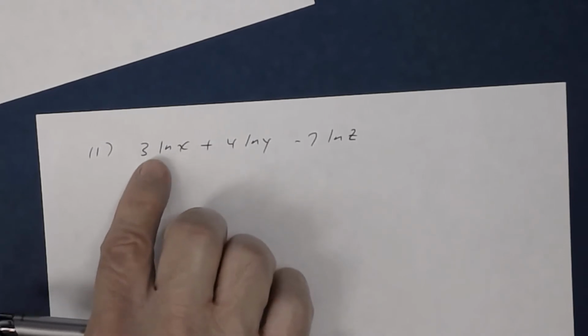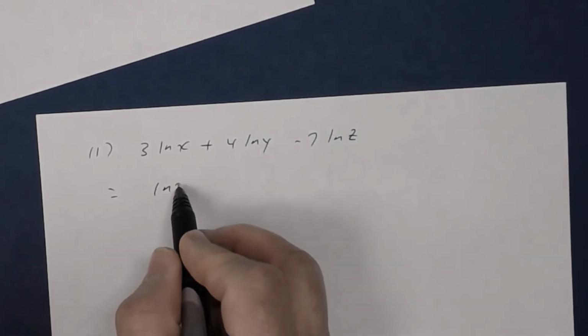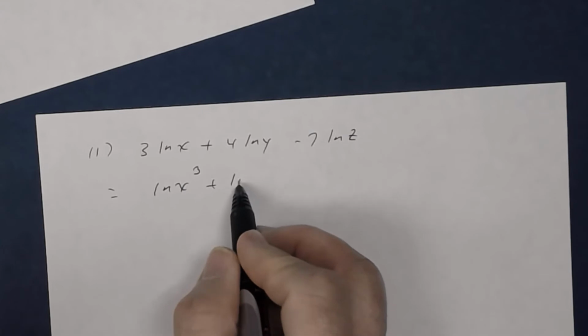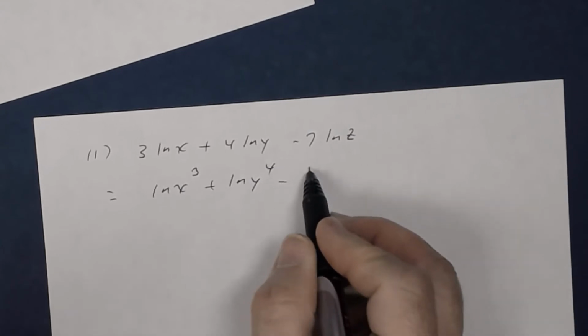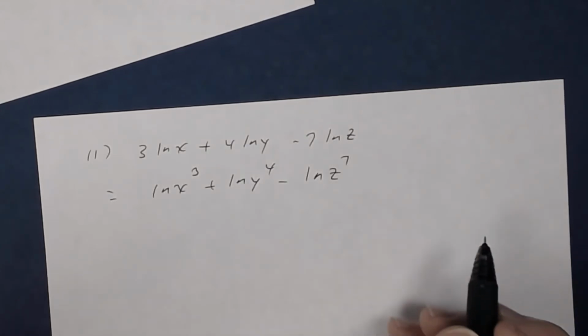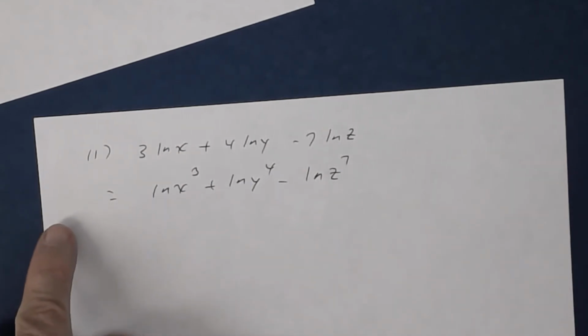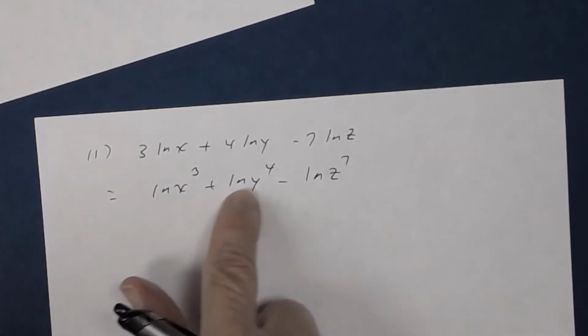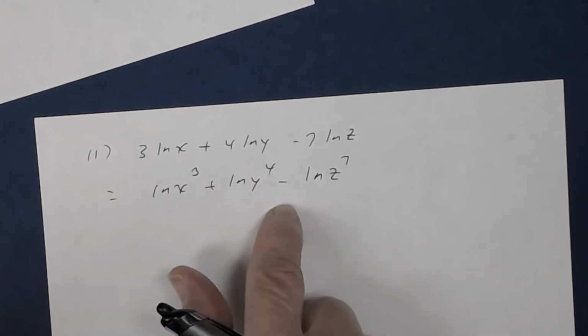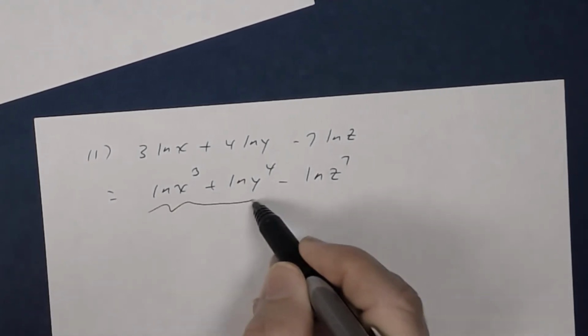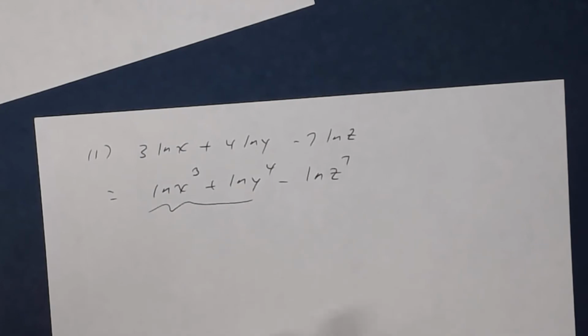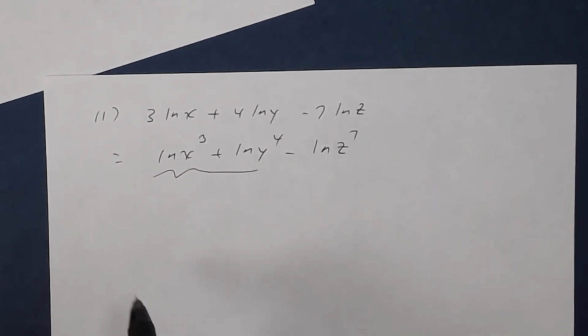So this is going to become the natural log of x cubed plus the natural log of y to the 4th minus the natural log of z to the 7th, right? Now, just like in any order of operations, we're going to go from left to right. You're going to add and subtract from left to right. So let's do this first. Remember, order of operations.